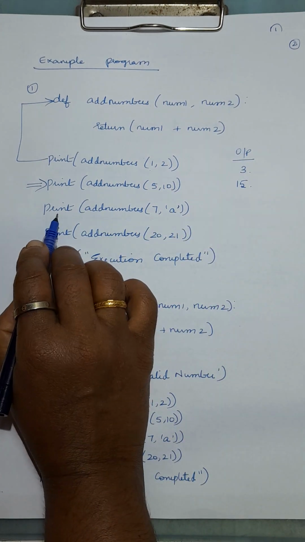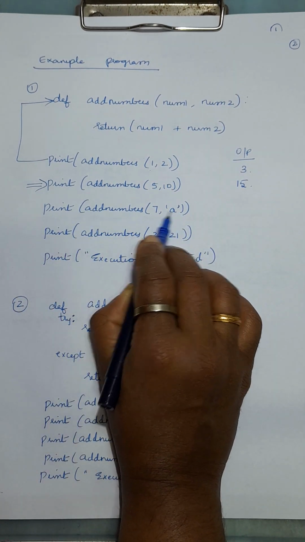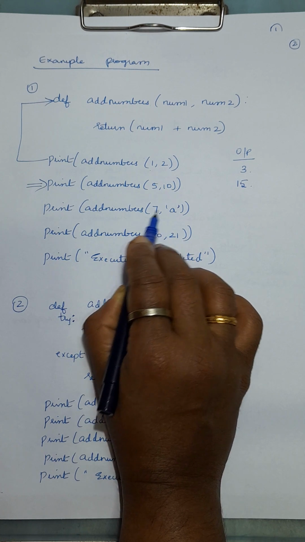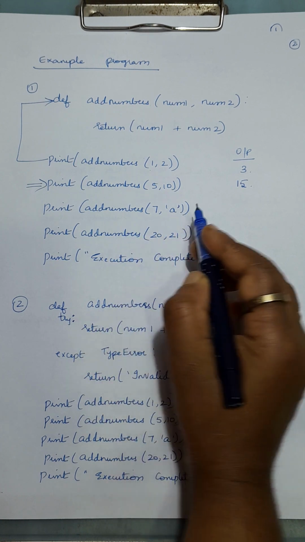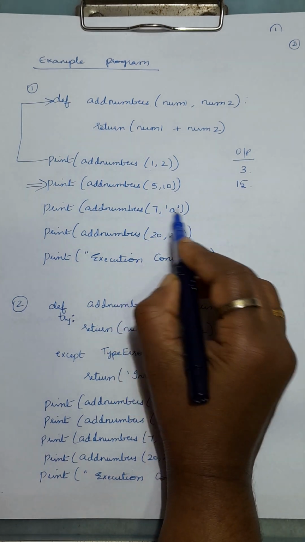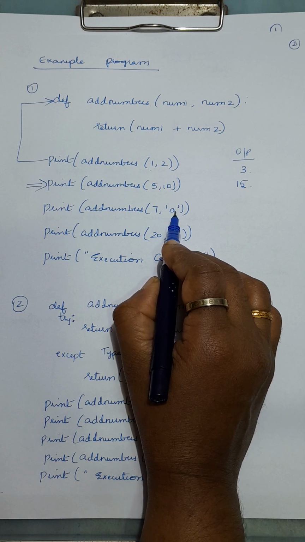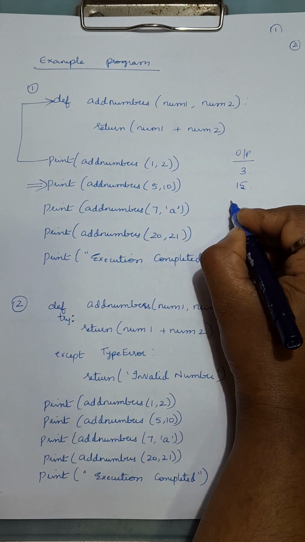Now come to the third line. print(add_numbers(7, 'a')). 7 is an integer, 'a' is a string. Fine, can you add an integer and a string? No, you cannot add. Then what type of error is it? It is a TypeError, a type mismatch error. So what will happen? Immediately I'll get an error here.